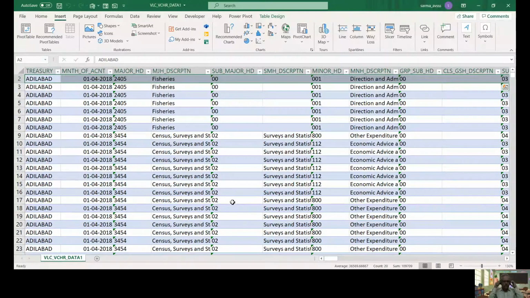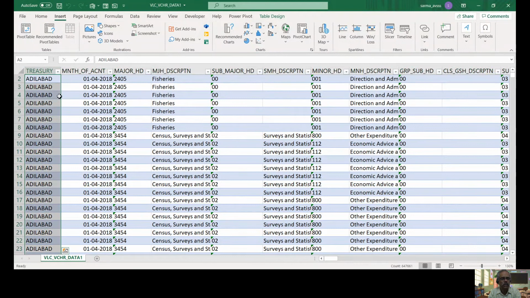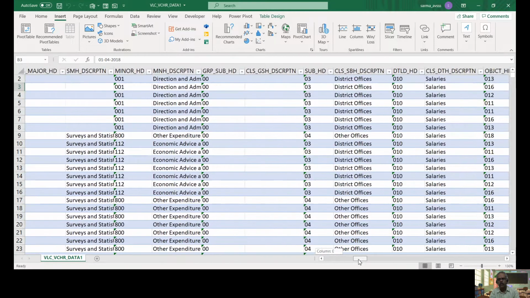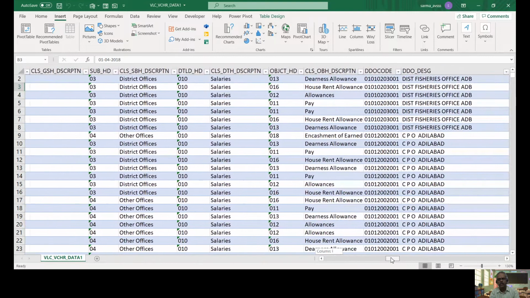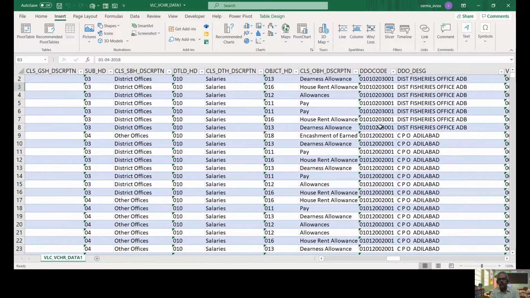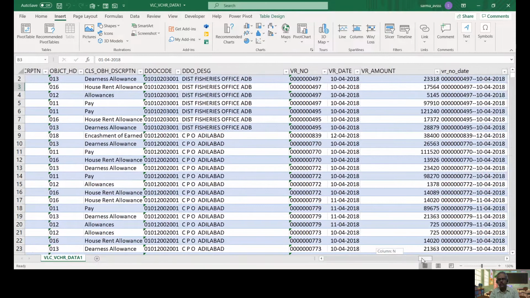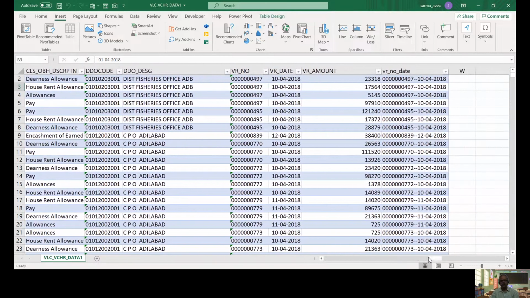Yes, so this is the voucher data. Here the columns are treasury, month of account, major head, major head description, sub major. This is the classification from major head to sub head, detail head, up to object head, along with nomenclature. After that the DDO code and DDO designation, then voucher number, voucher date, voucher amount. The last one is an additional field, voucher number and date, where these two fields were joined together and this field was created.